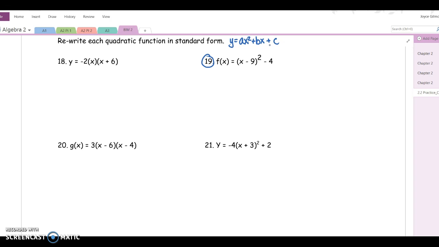So for number 19, I want you to think about, what does squaring something actually mean? Like, what is 4 squared? 16. How did you get 16 from 4? 4 times 4. So squaring something means multiplying it times itself. So (x minus 9) squared means (x minus 9) times itself. You can't just square both of those things. You have to multiply (x minus 9) times itself.